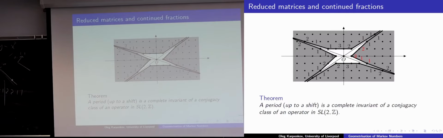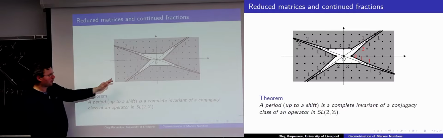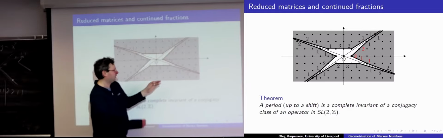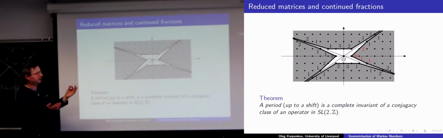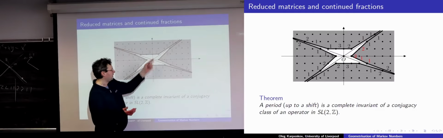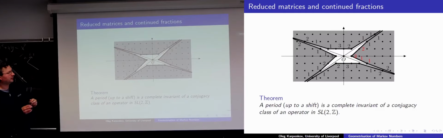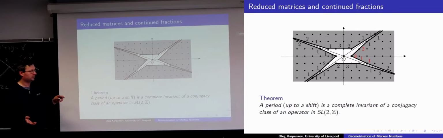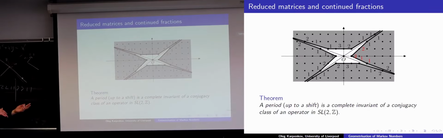Great. So a period up to shift would be a complete invariant of the conjugacy class of the operator. So actually, there is only one picture with such a period, basically up to change of coordinates. If you have these sequences, then it will be just one value. So it's a kind of normal form in some sense, the period. And for every sequence you can find the matrix, and for every matrix you can find the sequence.